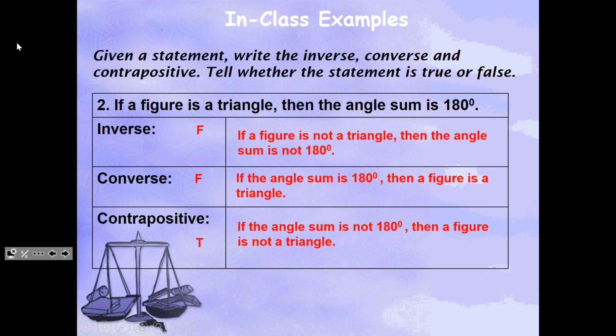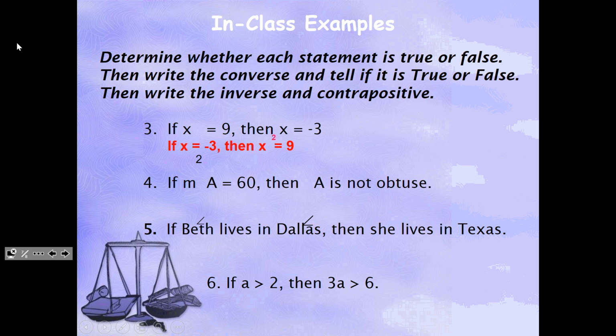Okay, in the next section of examples, oops, I kind of gave one away already. It says determine whether each statement is true or false, then write the converse and tell if it is true or false, then write the contrapositive. Okay, so number 3 says if x equals 9, then x equals, oh sorry, that's supposed to say x squared. My square moved down here for some reason. If x squared equals 9, then x equals -3.